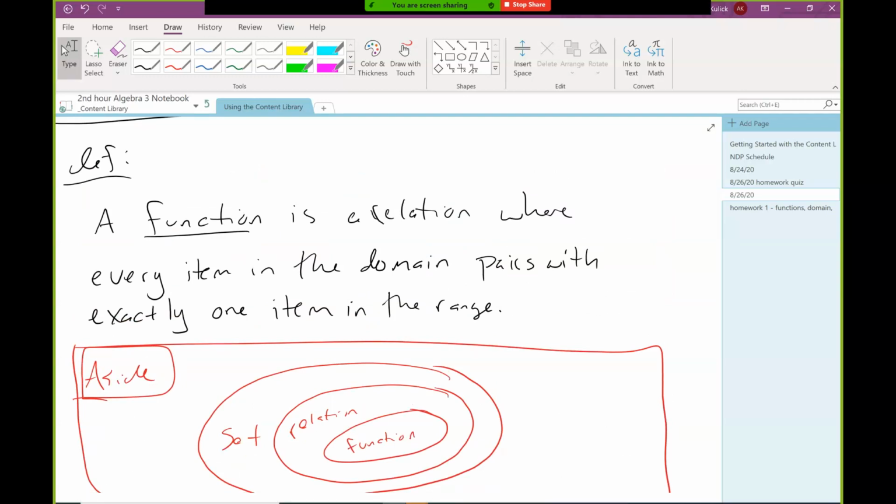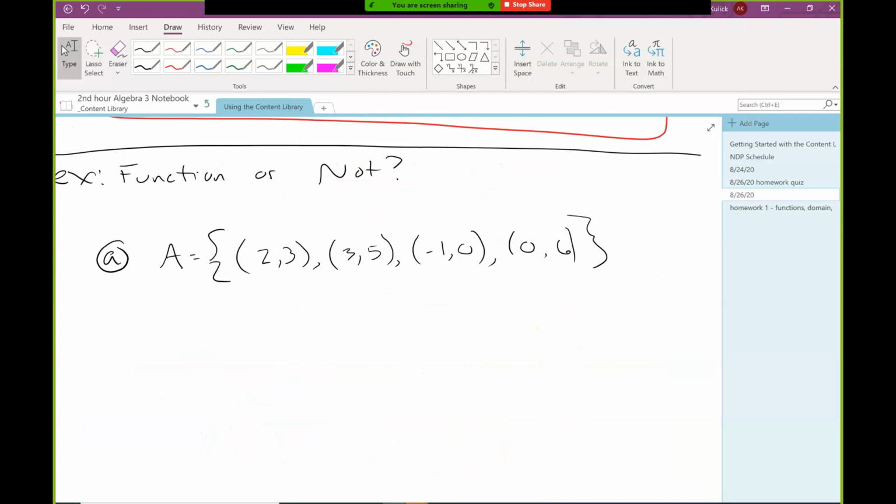So it says a function is a relation. What we drew was a relation, right? It was a set of ordered pairs, so we have that part of it, where every item in the domain pairs with exactly one item in the range. Okay? So I see that in these ordered pairs, each x is paired with a y. So the x's all got used. They all have a partner. That's good. So we have the every item in the domain part covered. Now what we have to check is to make sure that those domains only go to one range.